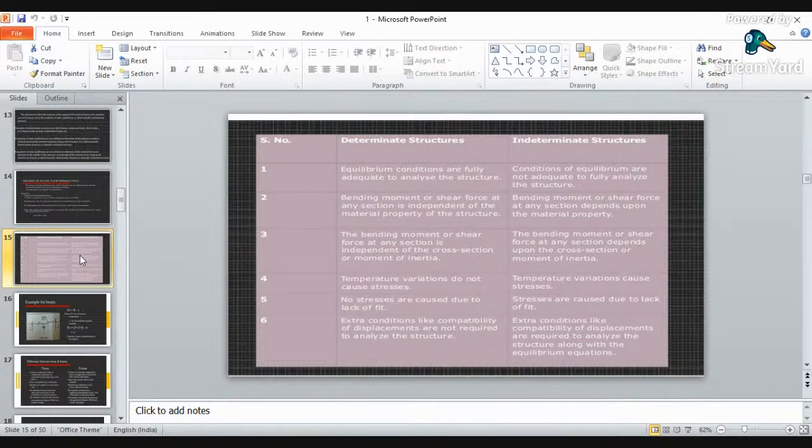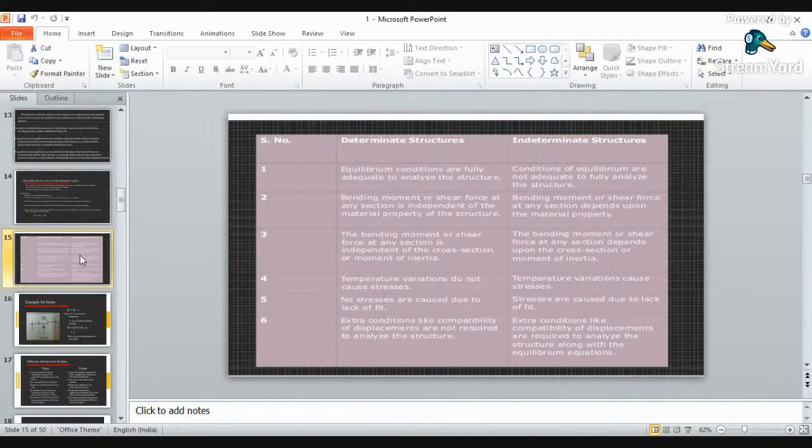So now we are familiar with what determinate and indeterminate structures are. We'll take a quick review of the difference between determinate and indeterminate structures. Determinate structures are the structures which can be fully analyzed or solved by using the equilibrium conditions. Indeterminate structures are the structures which cannot be solved by using the equilibrium conditions.